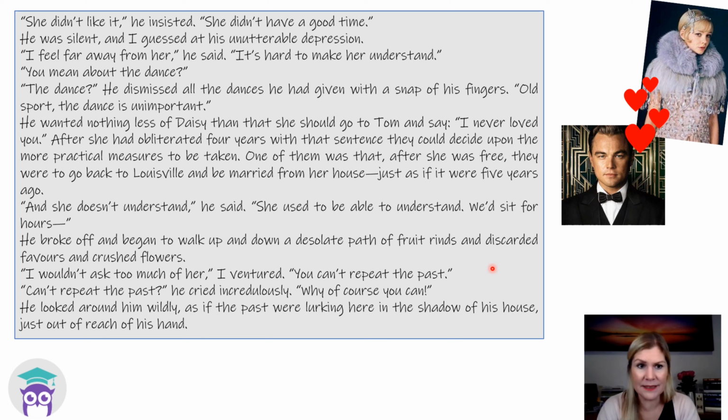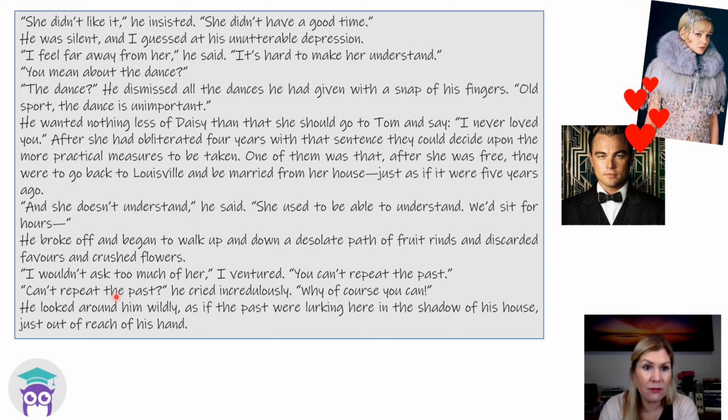Nick recognises that he can't or shouldn't ask too much, because what he's really trying to do is repeat the past or freeze a moment, go back to a moment in the past, this moment where he's imagining that they could get married in Louisville from her house, just as if it was 5 years before. But Gatsby's delusion here and Gatsby's expectations of the concept of the dream and the concept of Daisy are too high.